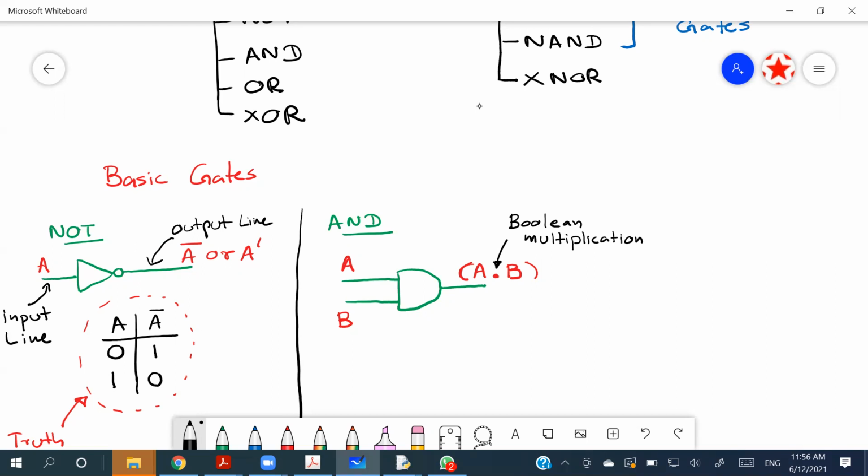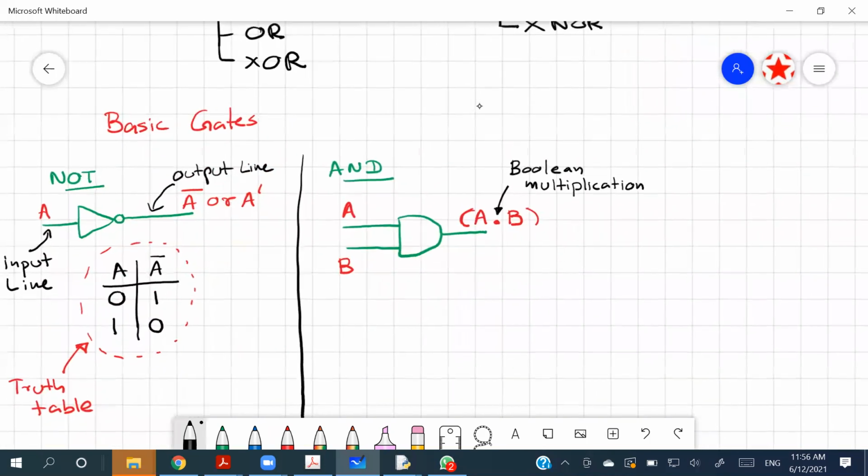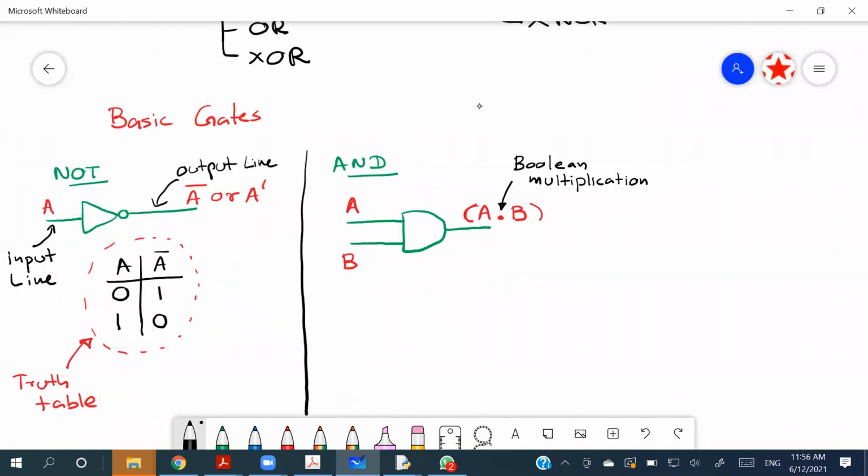Later, in the OR gate, you will find something called Boolean addition. It is again almost similar, but there is one major difference when it comes to Boolean addition. I'll tell you what happens there. And if we think about the truth table of the AND gate, we have A and B as the inputs, so our output is going to be A dot B.